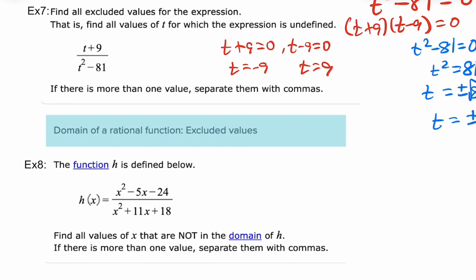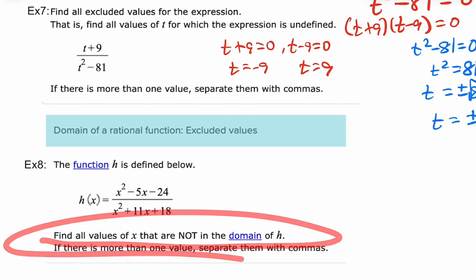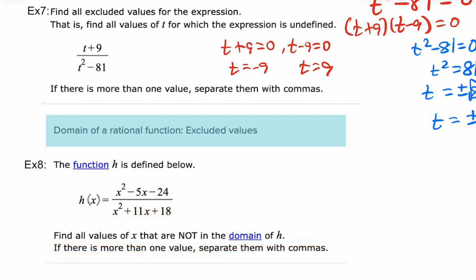Let's take a look at this one. Now here, see, it's different. The last 2 just said, find the excluded values. You list them, bam, 9, -9, okay? Look what they asked here. You have to be careful how they're asking the question. They say, domain, find all the values that are not in the domain. They're asking the same exact thing.